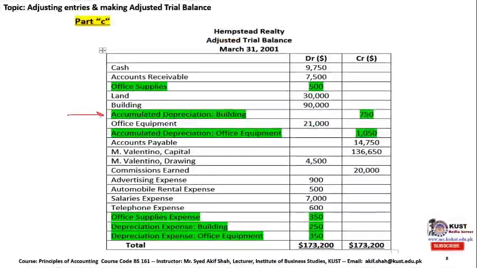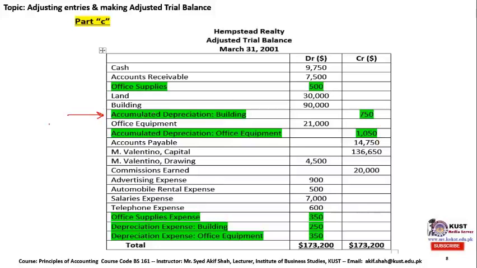We have highlighted in green to make you realize that these 6 titles were affected in the trial balance. And after adjusting these 6 titles, we have made this final adjusted trial balance. However, during the exam, you are not required to highlight the titles in the adjusted trial balance, because this is just for making you understand that here we have actually incorporated our adjusting entries.